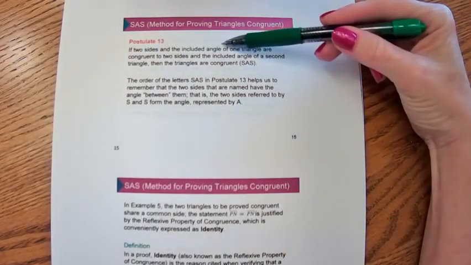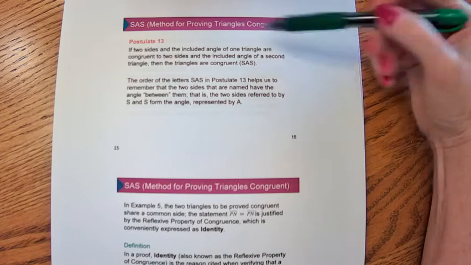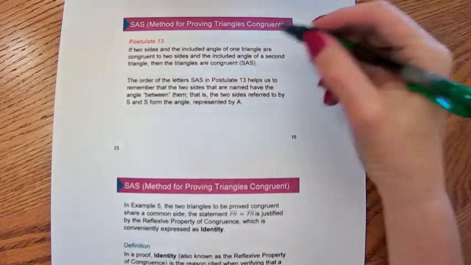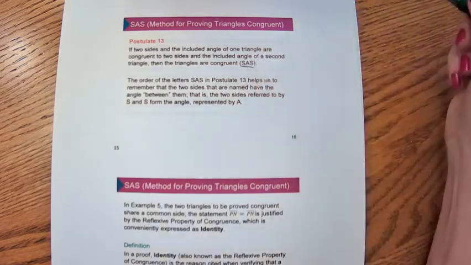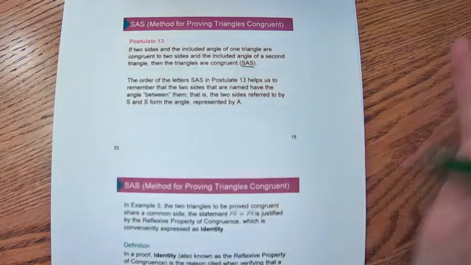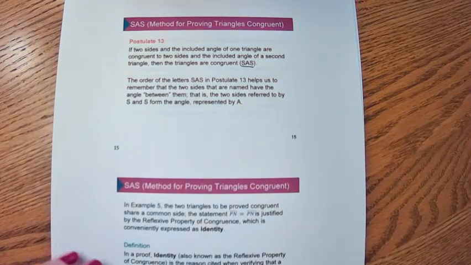So if two sides and an included angle of one triangle are congruent with two sides and the included angle of the second triangle, then the triangles are congruent. And the reason would be side, angle, side. And the order of the letters is very important.